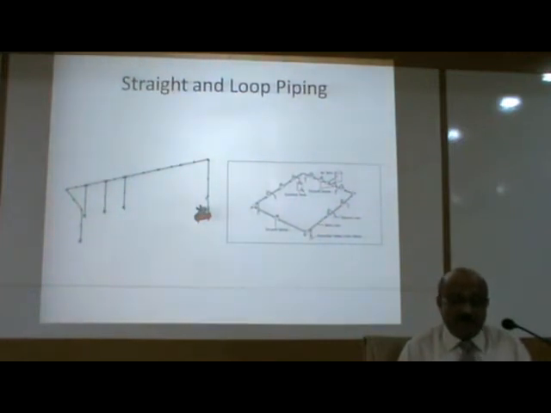So this is a clearer picture, actually, of the shop floor, how the piping system is done. This is the straight piping system from the compressor to the air users. It should be avoided. Instead, a loop system has to be installed.